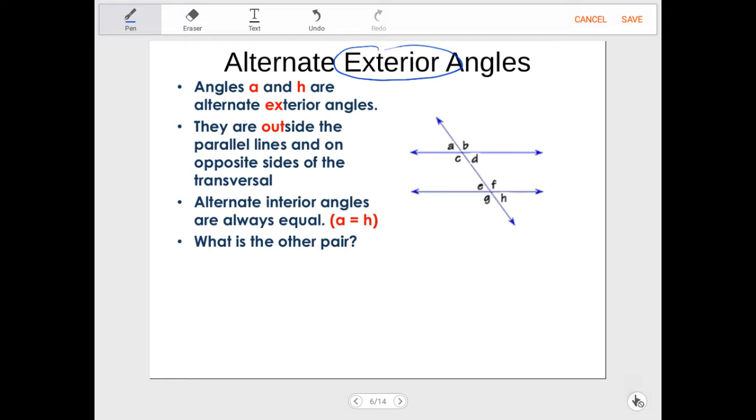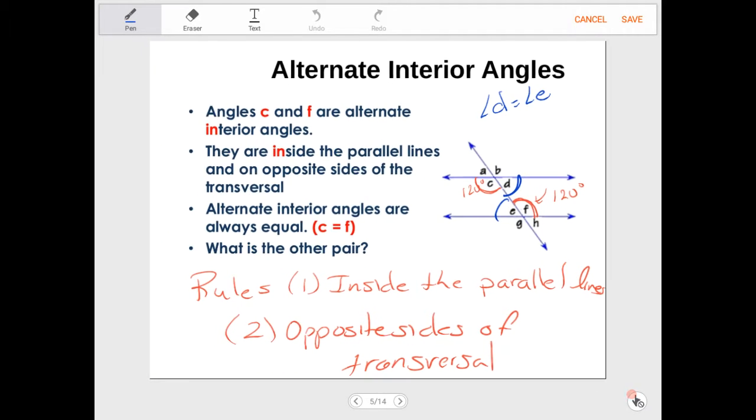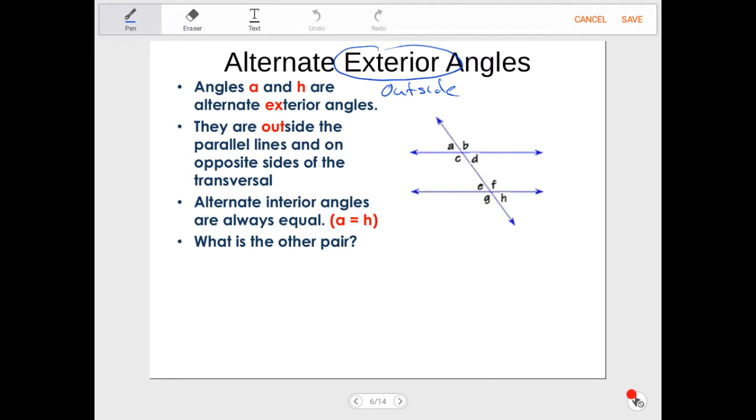Exterior means outside. Heck, if you want me to go back and show you this here, this was called alternate interior angles. Interior means inside. I guess that could be your hint. If it says alternate interior angles, you're inside the parallel lines. If you go back here, this one says alternate exterior angles. So right now that means outside the parallel lines. That would be your hint to memorize this if you so choose.